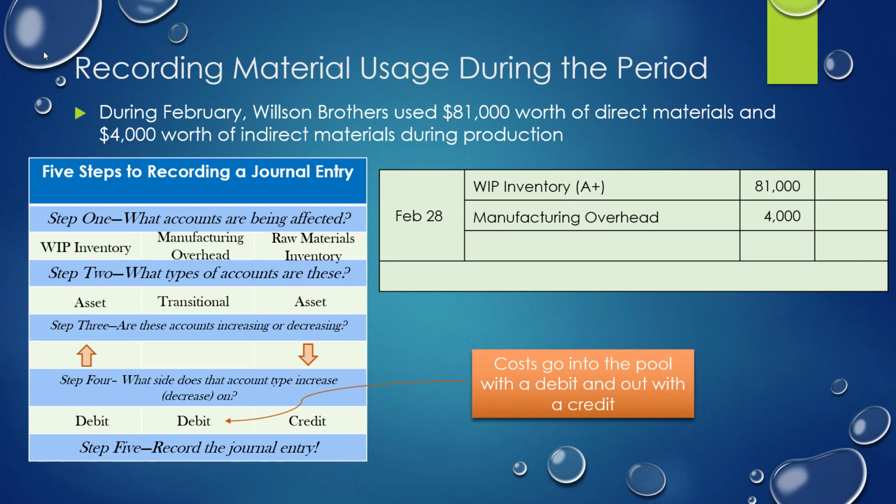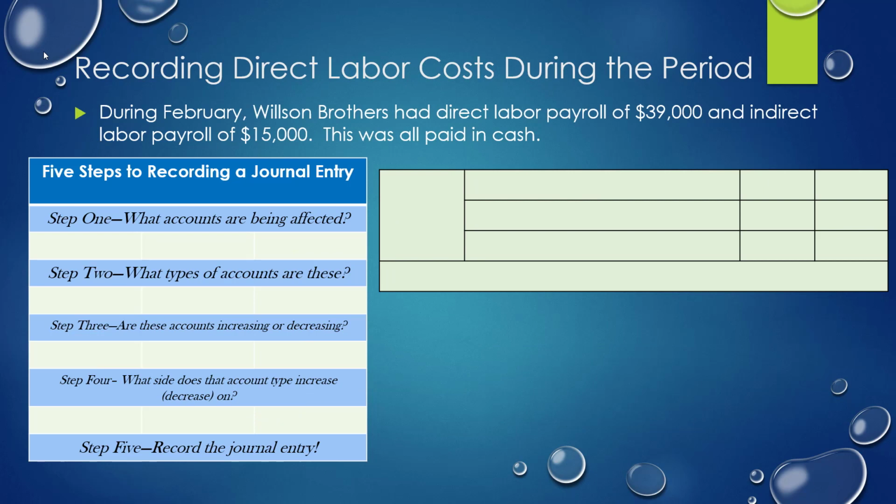But since raw materials inventory is inclusive of direct materials and indirect materials, the whole balance has to come out of raw materials inventory, so we're going to credit raw materials inventory for the full $85,000 to make our debits equal our credits in the journal entry to account for the fact that we use raw materials during the production process. That's one cost component down.